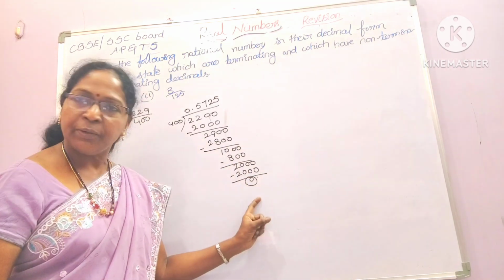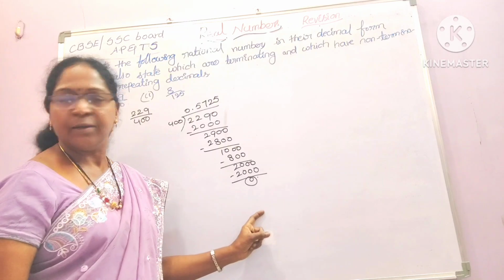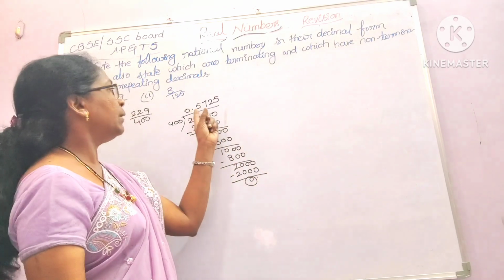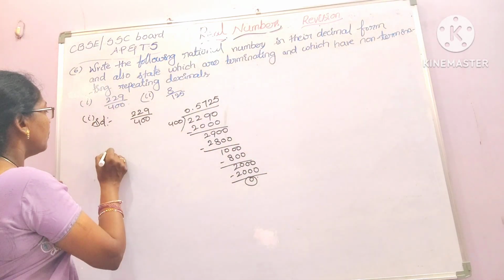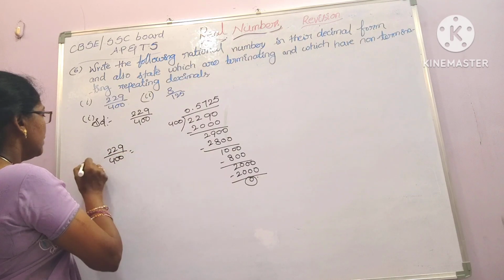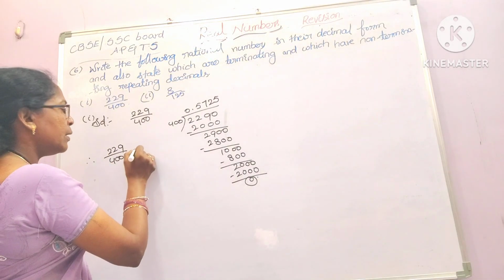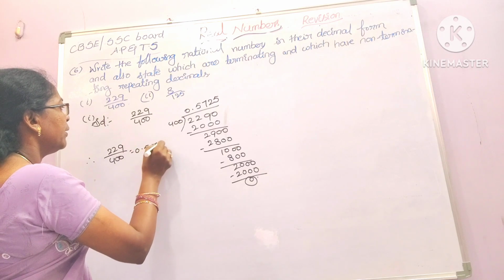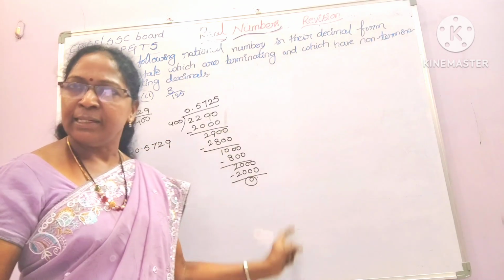Whenever you get 0 here, that is a terminating decimal. First, here we found only the decimal number. We converted that number into a decimal number. Therefore, 229 by 400 equals 0.5725. First, this is the decimal form.